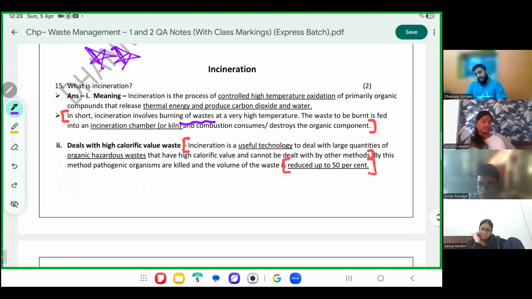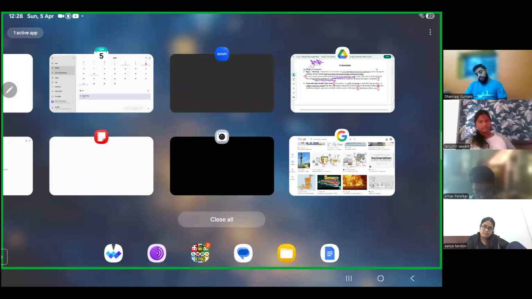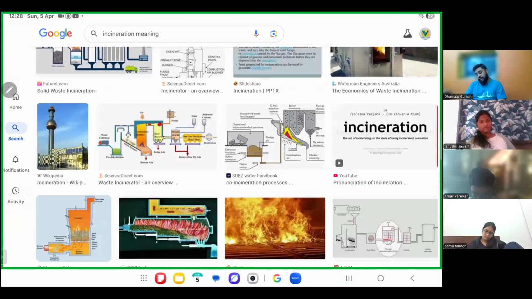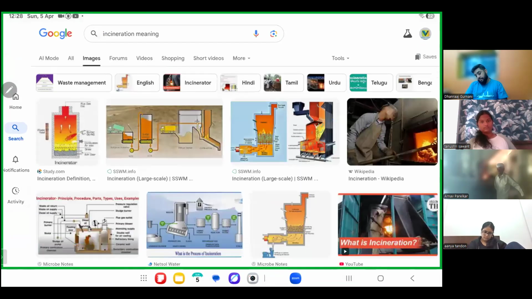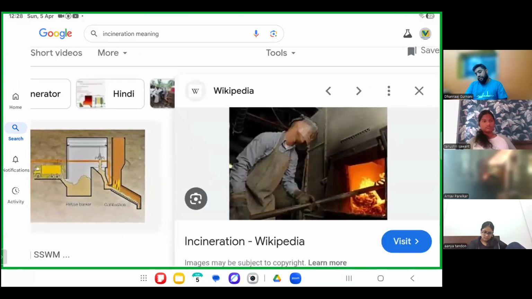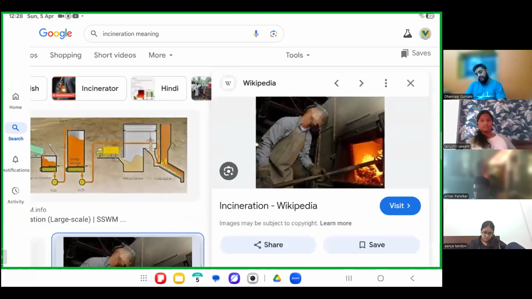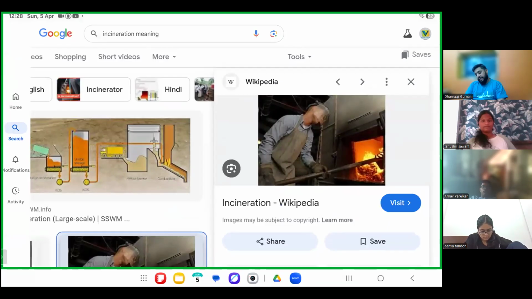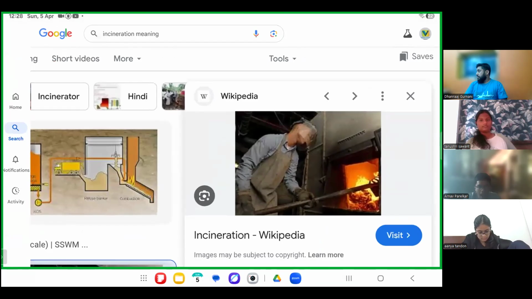Incineration is burning of waste at a very high temperature. The waste is burned in a chamber or a kiln, which you saw. These are incineration chambers or kilns. It is a controlled machine, as you can see here. It destroys the organic matter. It needs technology. It is used for large quantities of organic hazardous waste with high calorific value, which cannot be dealt with by any other method.